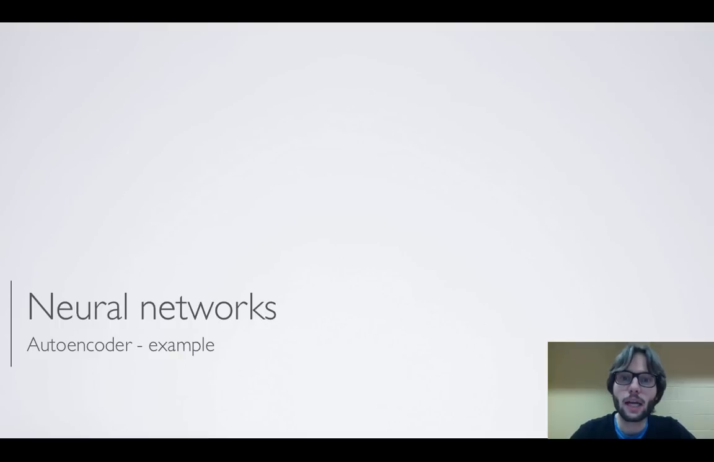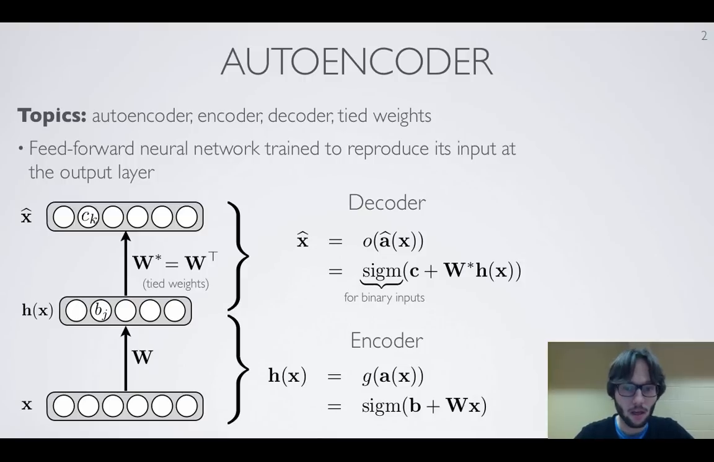In this video, we'll look at an example of what we get when we train an autoencoder on some real data. Alright, so we have this autoencoder here. It's a feed-forward neural network. It outputs a reconstruction of the input.